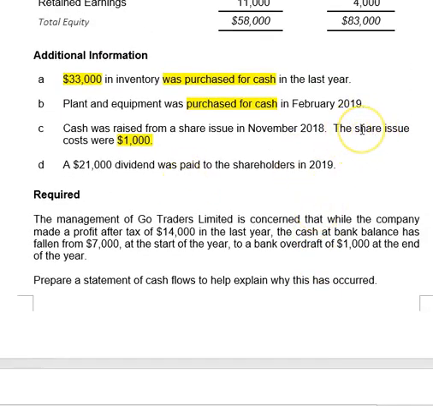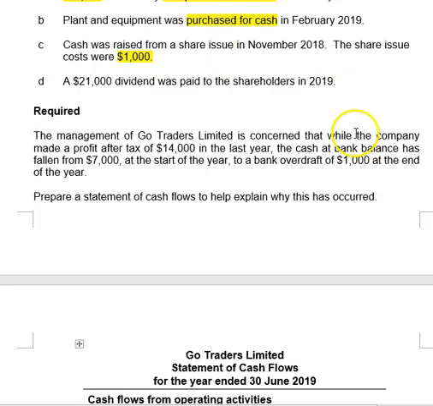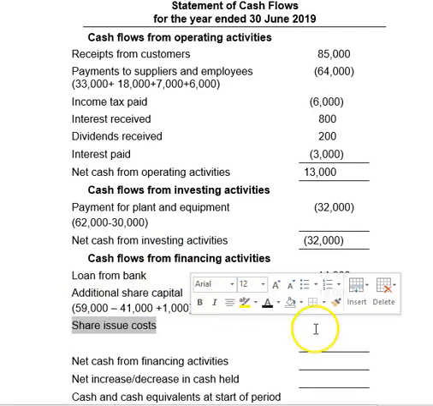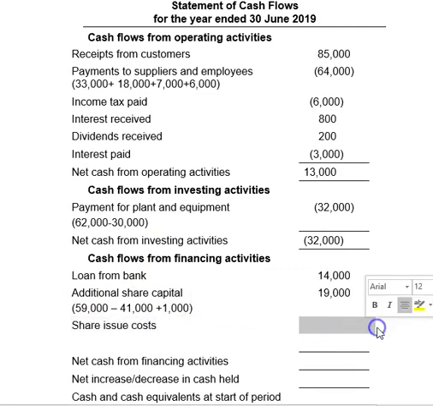The share issue cost has to be recorded separately from the proceeds from share issuance. Okay, so you will have a share issue cost. Okay, this is a cash outflow because I pay for the share issue cost. So my share issue cost is 1,000, so this will be a negative 1,000.